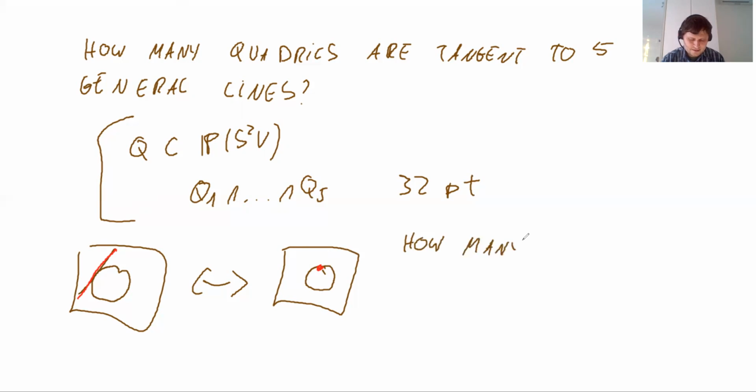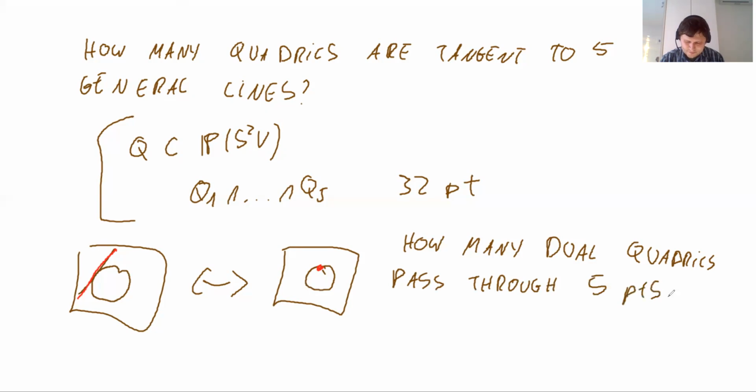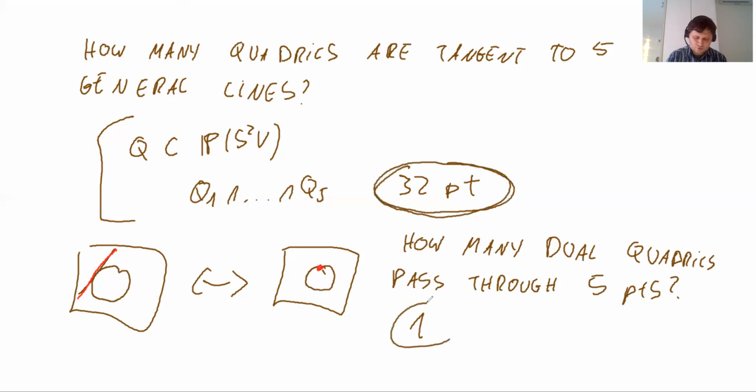How many dual quadrics pass through 5 points? Well, we already solved these problems. If the points are general, there is 1. So we expect 1 dual quadric. So what happens? Here we got 32, here we got 1.